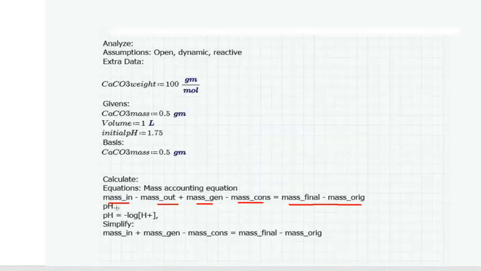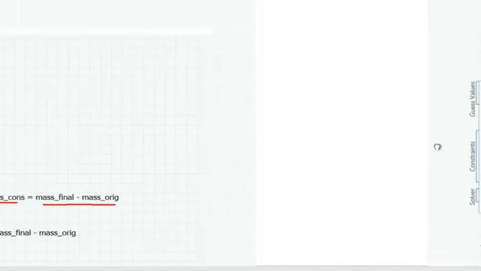And the other really important equation is our pH equation. So the pH is going to be equal to negative log base 10 of the molarity of the hydrogen ions. So just to remember, molarity is moles of the ion divided by volume, and this is log base 10. So for simplification, there's not a lot of simplification that can be done given this is open, dynamic, and reactive. Now let's check out how we solve this one.